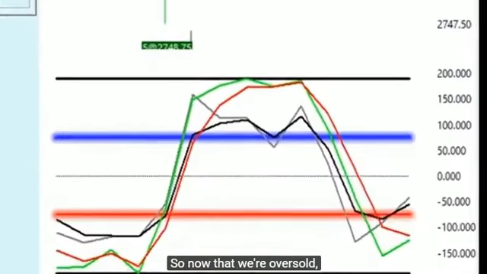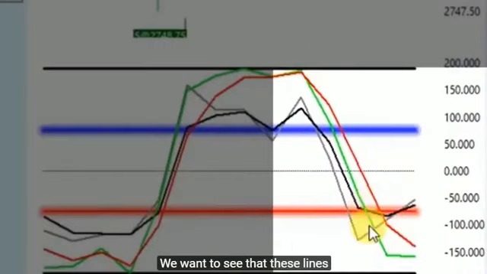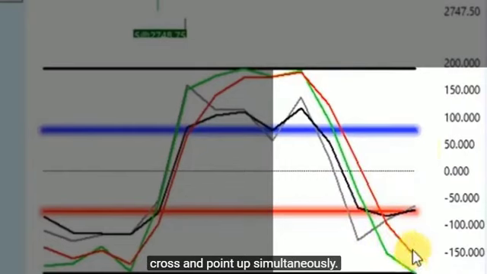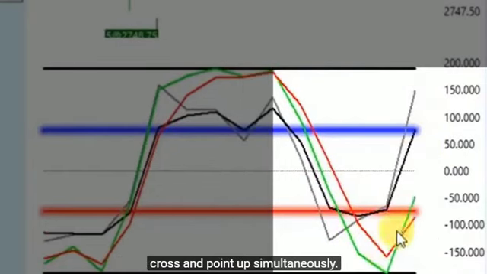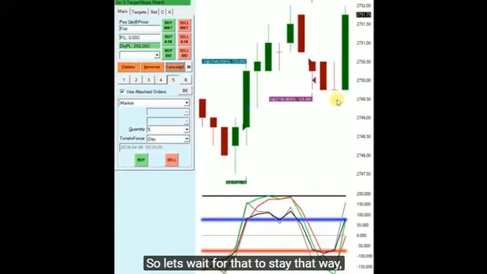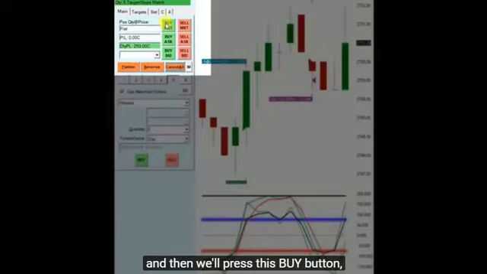So now that we're oversold, we want to see the same thing we saw before. We want to see that these lines cross and point up simultaneously. So we've got them both pointed up. Let's wait for that to stay that way and the new candle come out, and then we'll press this buy button and do like we did before and take a buy.